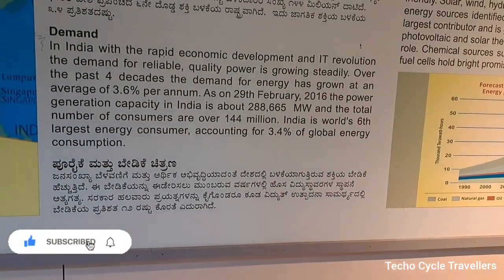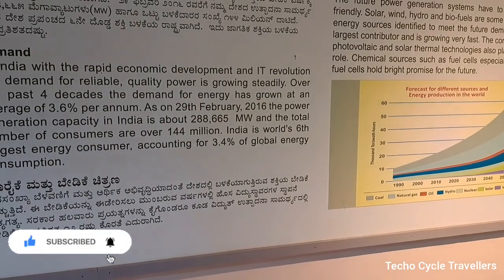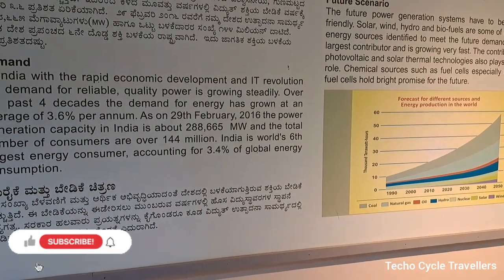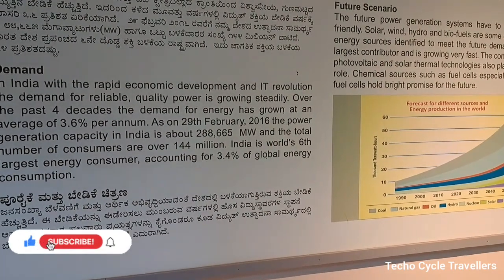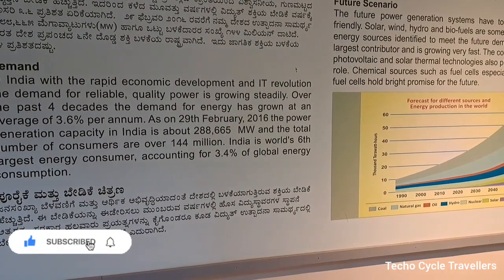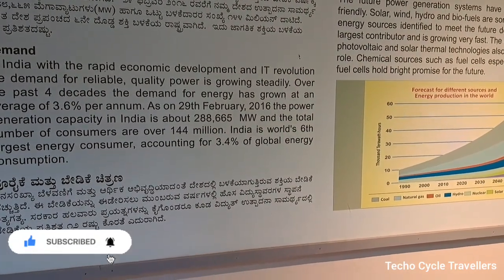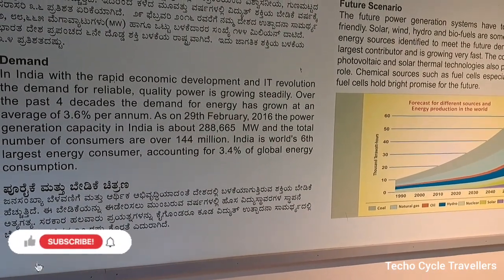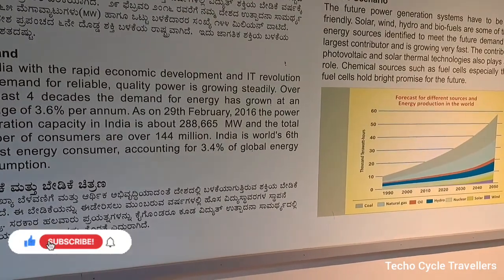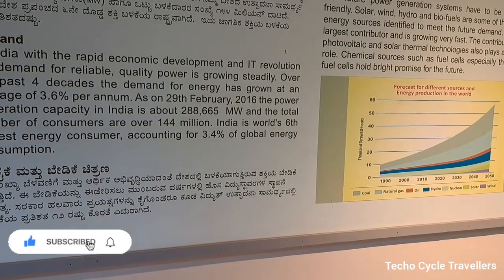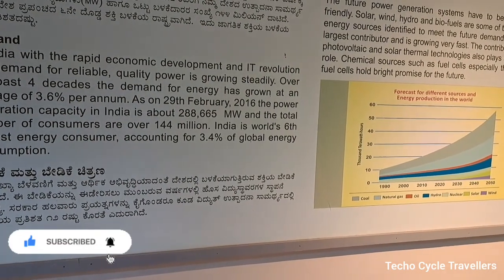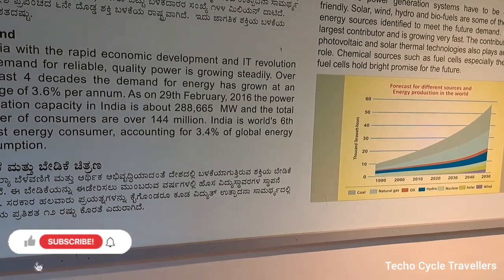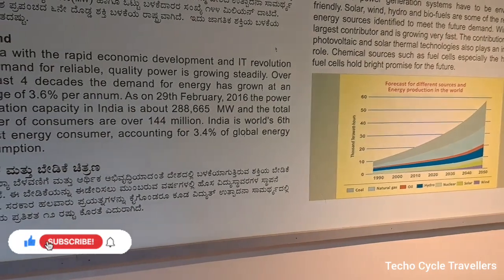Demand in India: with rapid economic development and the IT revolution, the demand for reliable quality power is growing steadily. Over the past 4 decades, the demand for energy has grown at an average of 3.6% per annum. As on 20th February 2016, the power generation capacity in India is about 2,88,665 megawatts, and the total number of consumers is over 144 million. India is the world's 6th largest energy consumer, accounting for 3.4% of global energy consumption.